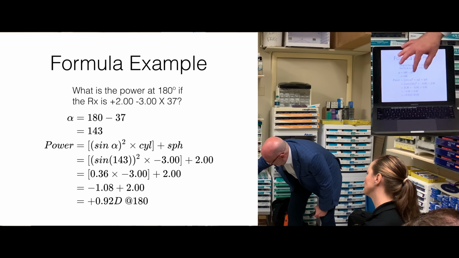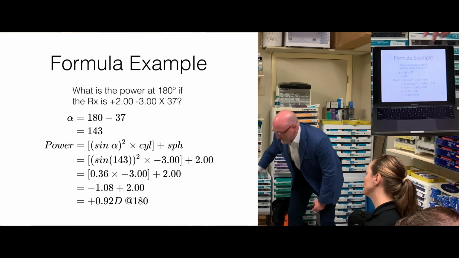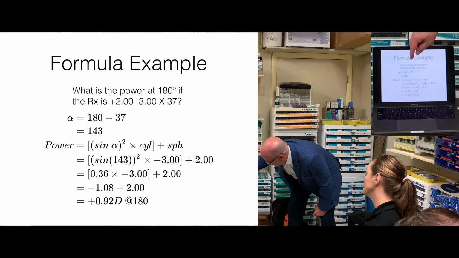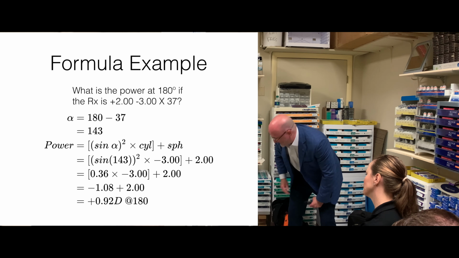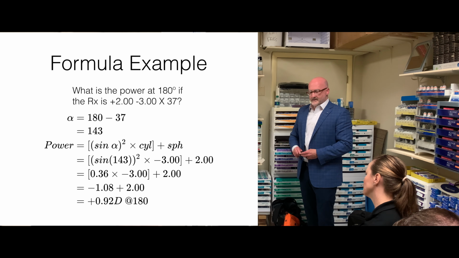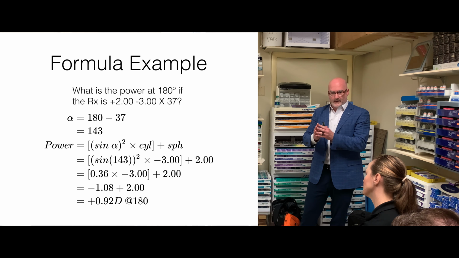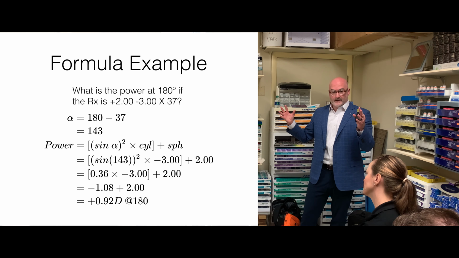So again, here's your formula. If I take the sine of 143 and I square it, I get 0.36 or 36%. 36% of my cylinder, which is 3, is 1.08, added to my sphere of 2, I have plus 0.92 at 180. So what that's going to tell me is if my PD is off, I'm not using that plus 2 number. I don't want to use that plus 2 number if my PD is off. I want to use the plus 0.92 number, which is a lesser number, which gives me an expanded tolerance.